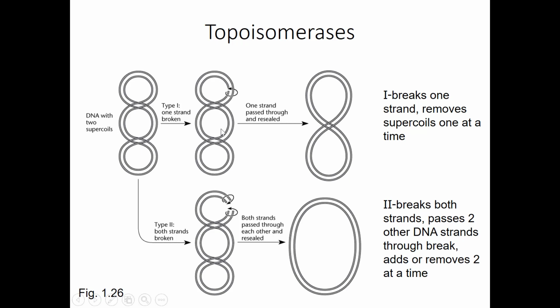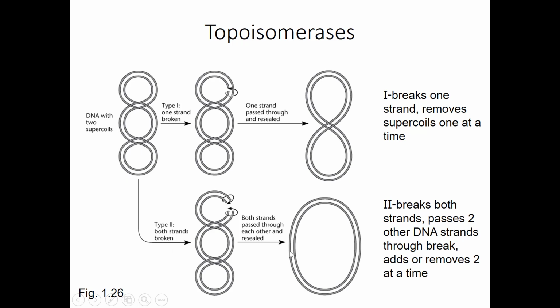So here we're starting with a molecule of DNA that has two supercoils. If we follow this top image here, this is an example of a type 1 topoisomerase. It's going to break one strand, it's going to pass one strand through the other and reseal it. So type 1 topoisomerases can remove one supercoil at a time.